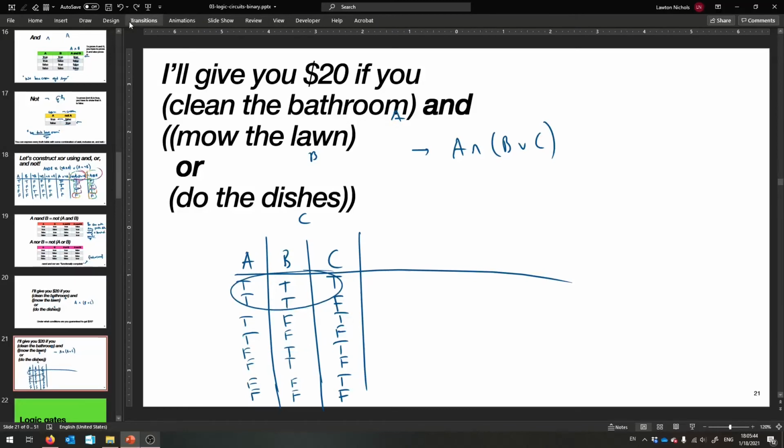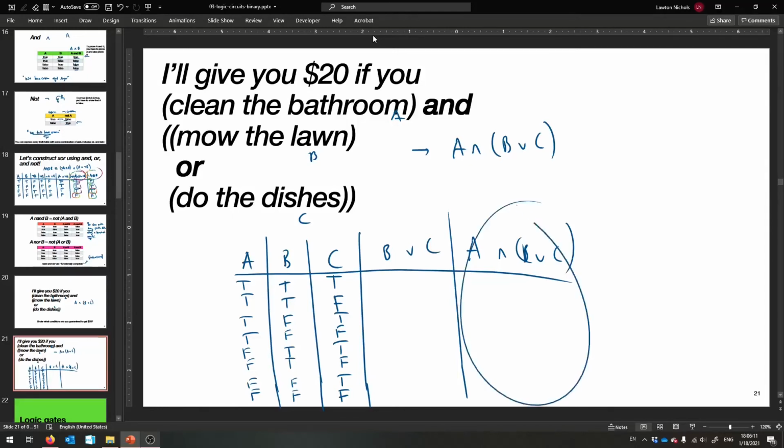Now, let me do A and (B or C), because we want to figure out the minimal amount of things that we can do to get money. B or C is one thing, and then we'll combine B or C with A using AND to make one last big thing. I think you see the game that I'm playing here. Just remember your original truth tables, and you can build up anything that you want to say. Figure out what conditions make it true, what conditions make it false.